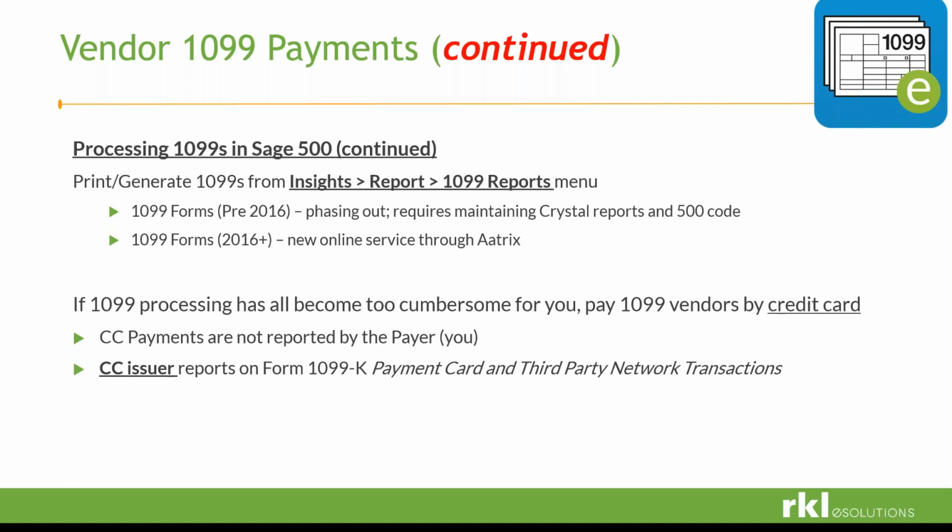If you're sick of 1099 processing altogether, there is a way to avoid it. If you use a credit card to pay your vendors, then those payments are not reported by you. They are instead falling to the credit card issuer to report on Form 1099-K. So if you've got a corporate American Express card and you pay your vendors with the Amex card, then Amex is responsible for both reporting those payments to the IRS and issuing the 1099 forms to the appropriate recipients. So if you want to use the credit card, you can alleviate the responsibility of 1099 tracking altogether.